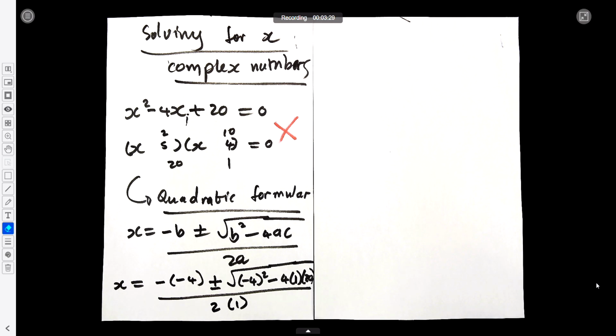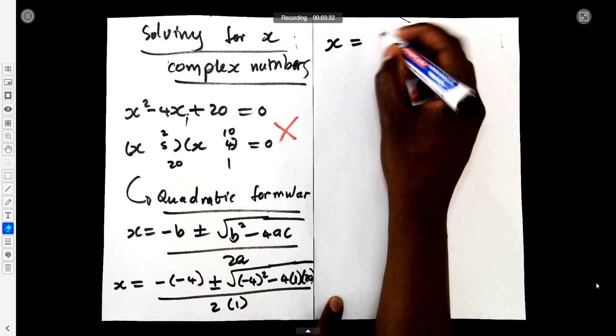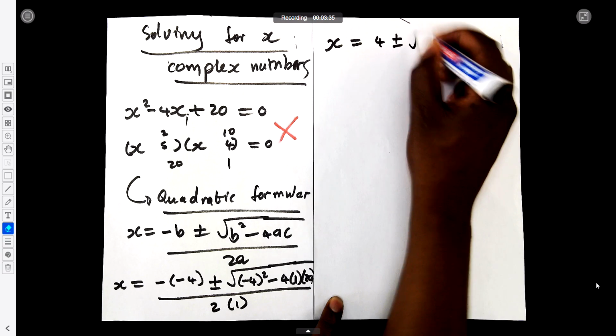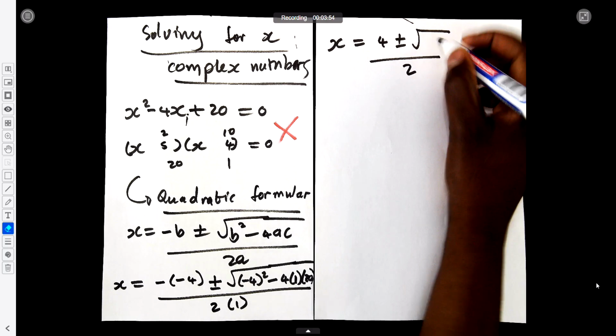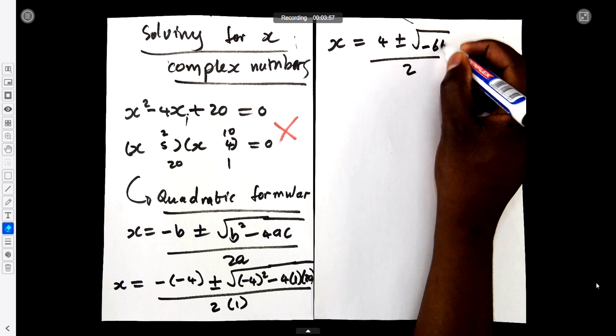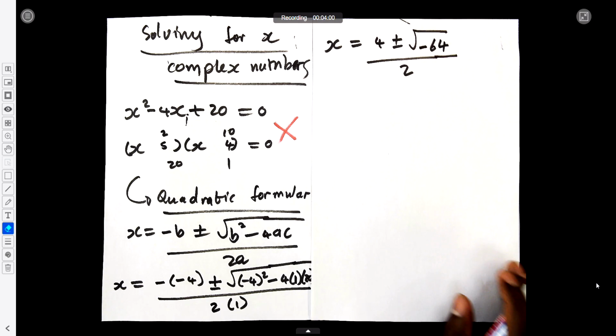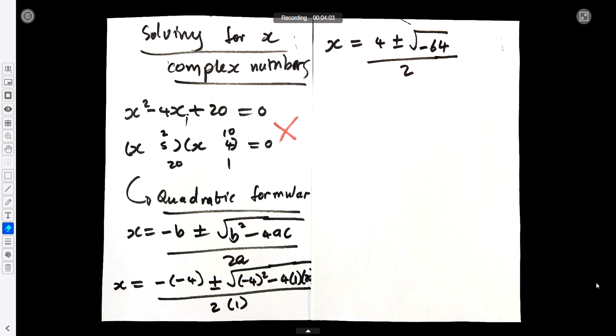So, now we simplify. We'll have x equals to positive 4 plus or minus the square root of what's inside, all over 2. So you simplify everything inside the square root and have an answer. Your 16 minus 80, which is negative 64. So I have negative 64. I hope we see there. Because when we say square root of negative 64, there's an error in it, undefined.